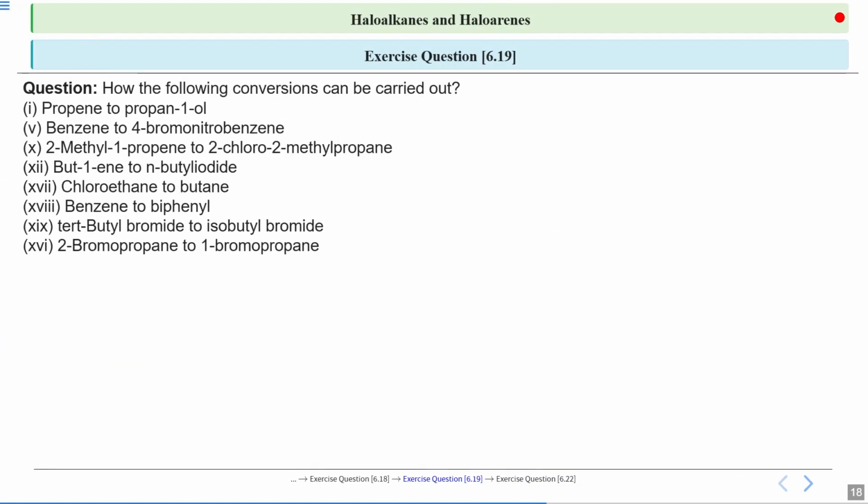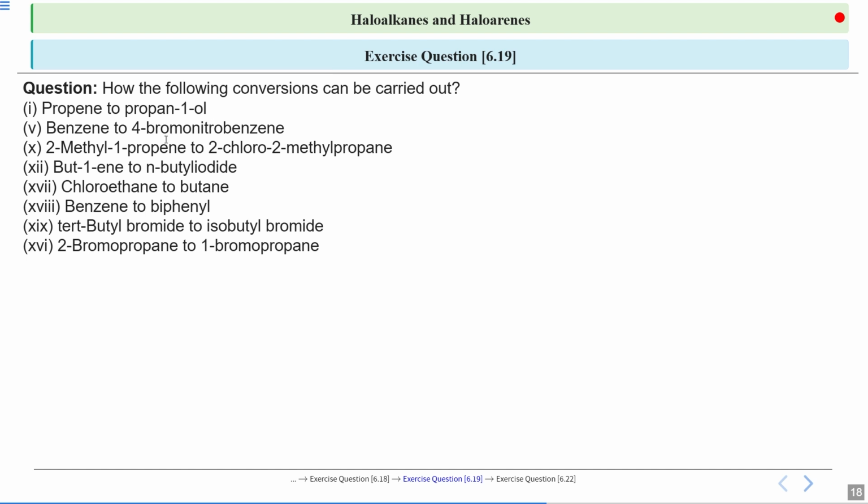Okay, let's see our next question. Exercise question 6.19. How can the following conversions be carried out? We have been given some names of the product, something to something. Okay, so you have to tell how this conversion is going to be carried out. First is propene to propan-1-ol. We have selected some parts of this question because they are covering the major reactions. So first is propene to propan-1-ol.